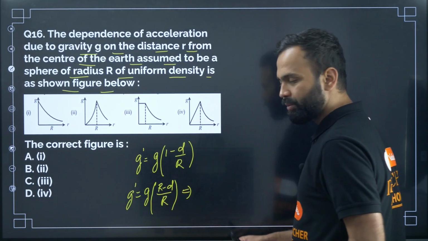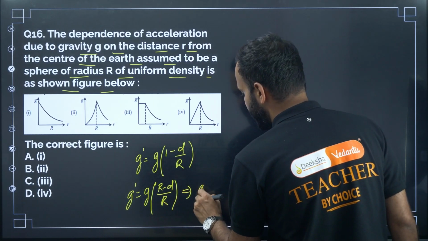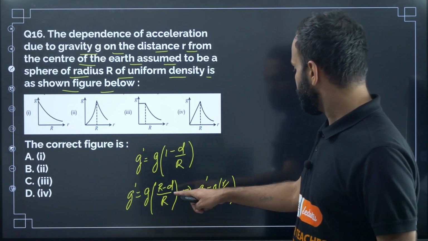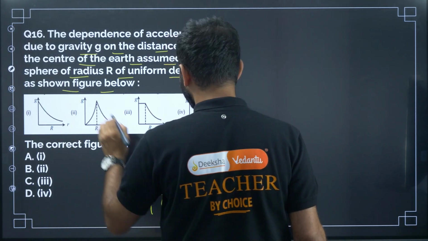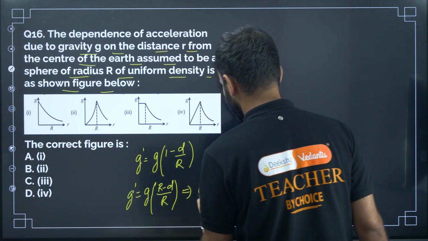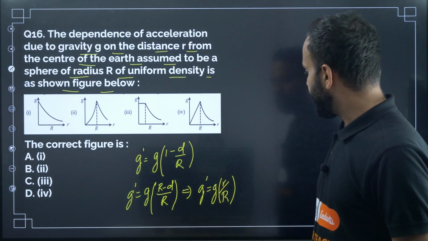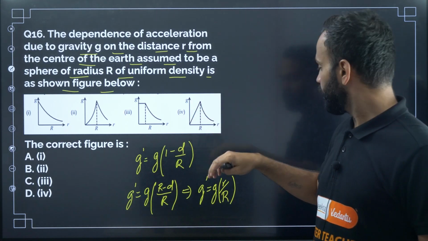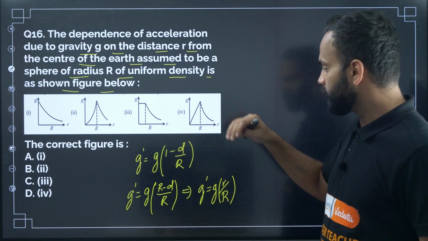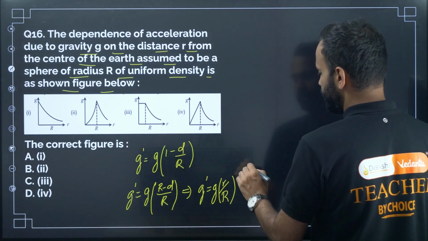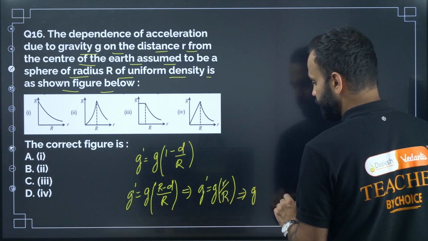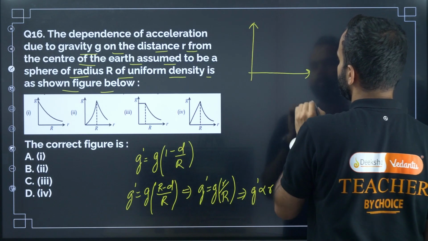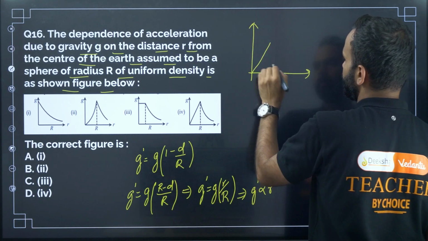So R minus d, take R minus d as small r. So now g dash is equal to g into small r divided by capital R, the radius of the earth. So as you move away from the center of the earth, what happens? Acceleration due to gravity increases linearly, right? So g dash is directly proportional to r.